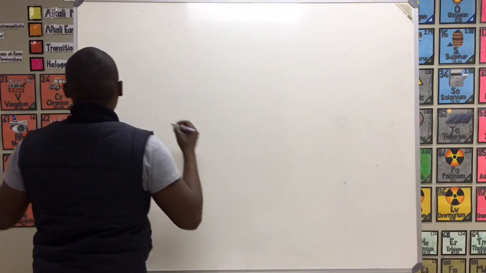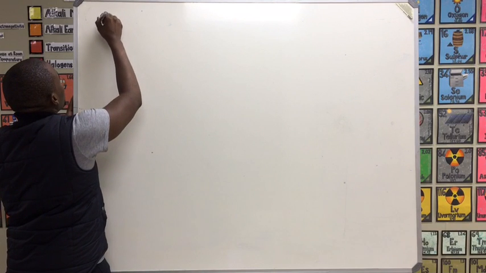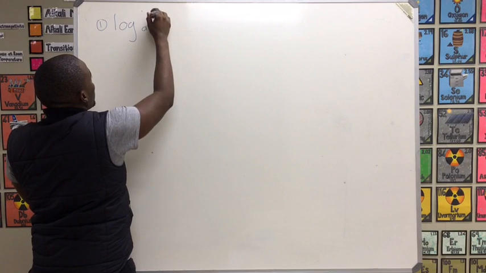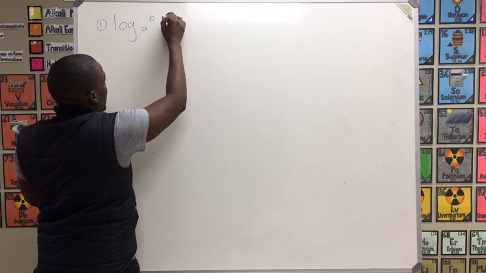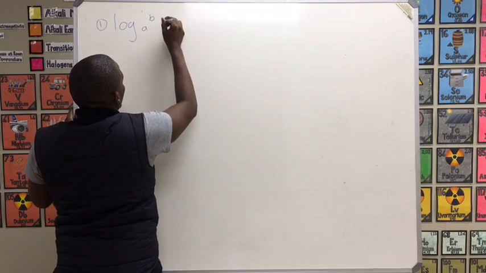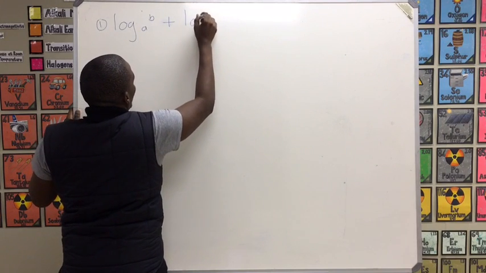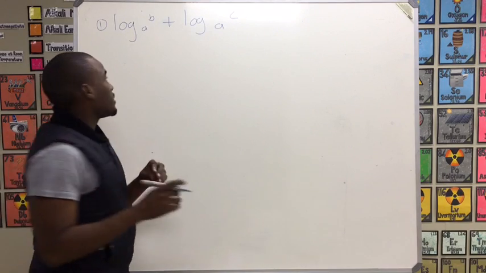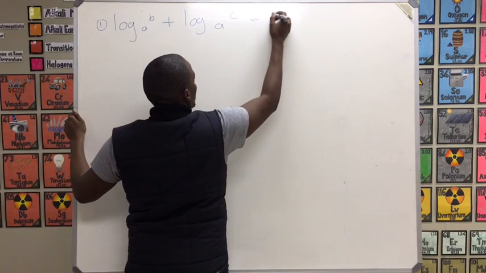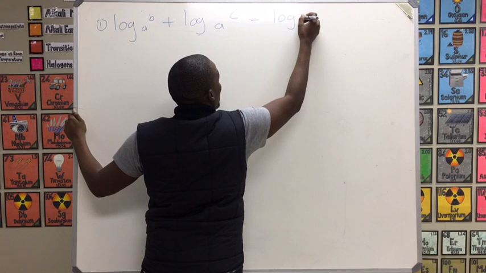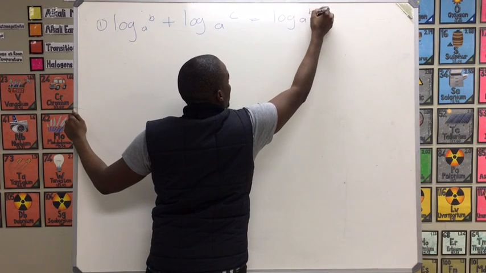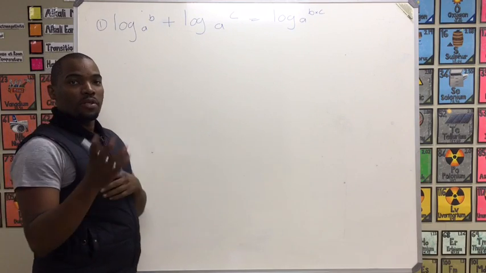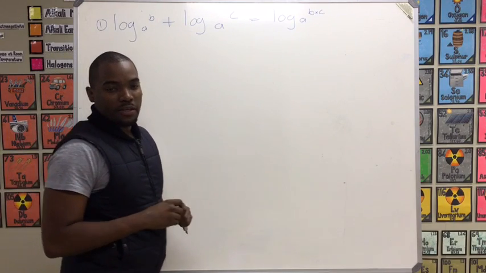So the first log law is, if I were to have log base a of b plus log base a of c, that becomes log base a of b times c. Quite similar to what we did in exponents, just a bit inverted.